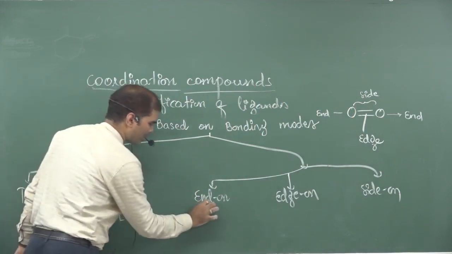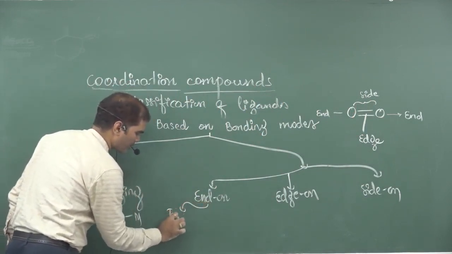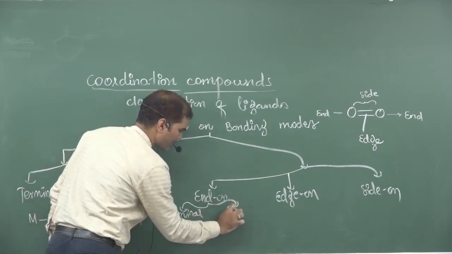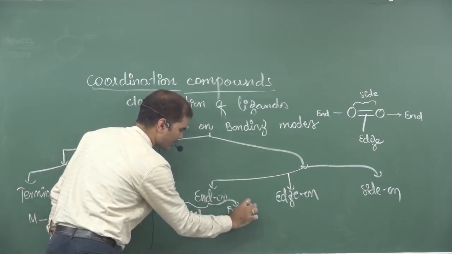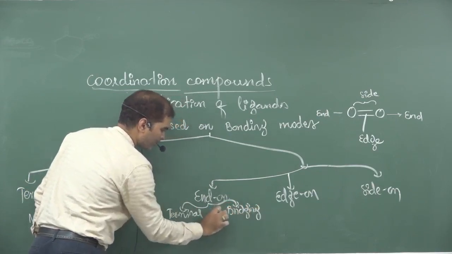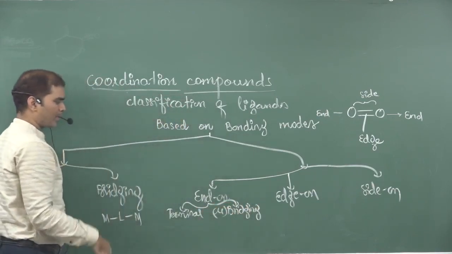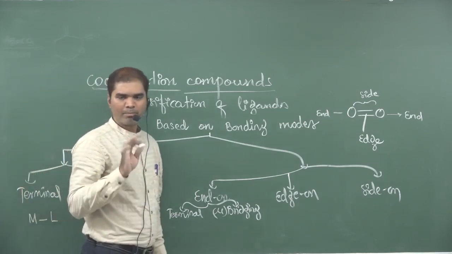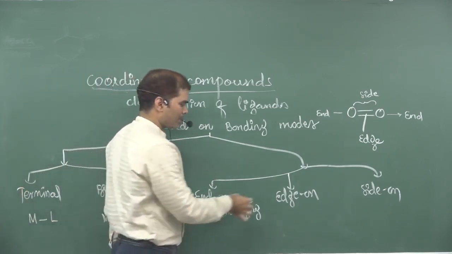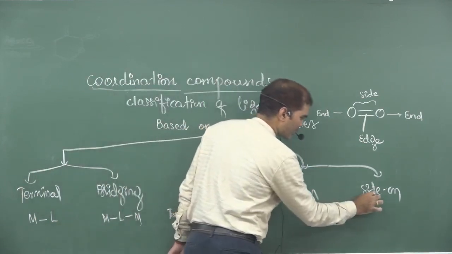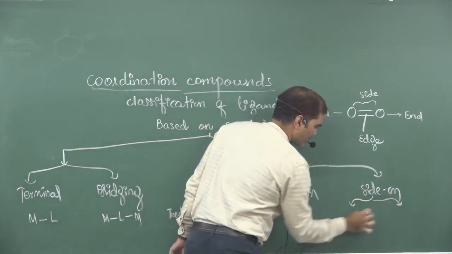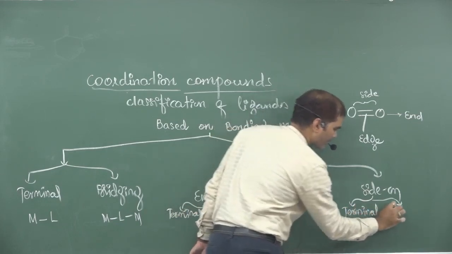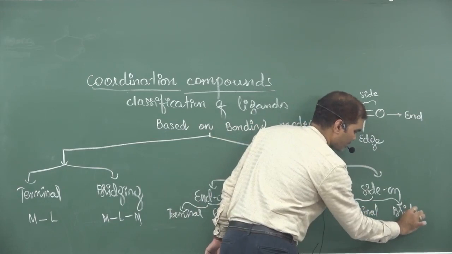Again in this end-on, you have end-on terminal, end-on bridging. Bridging can be described by mu. If it is doubly bridging mu2, triply bridging mu3, quadruply bridging mu4, but simply bridging means mu. Edge-on, no further classification. Side-on, again terminal and bridging.